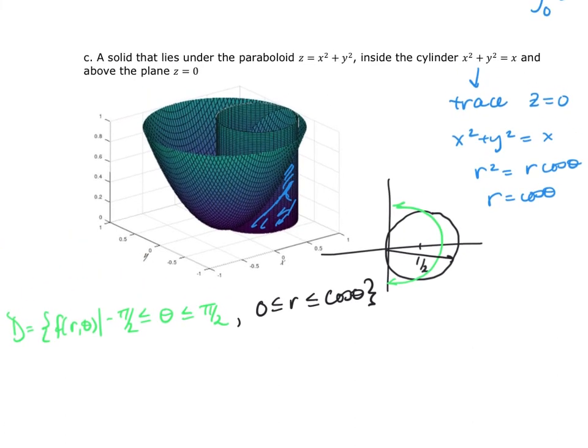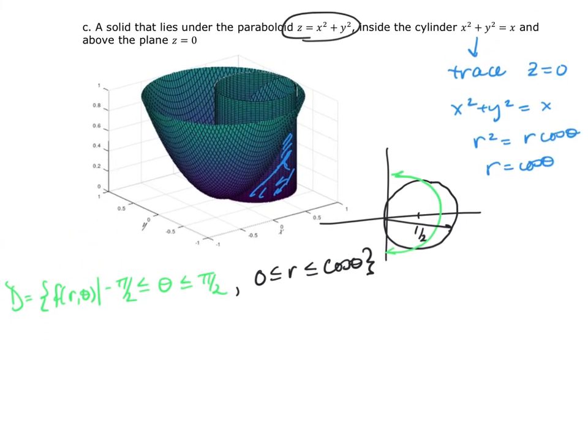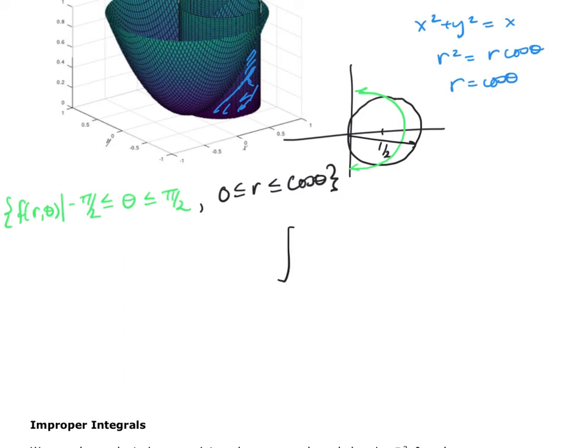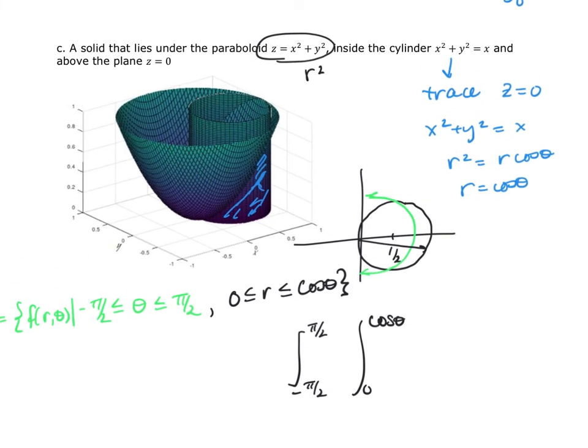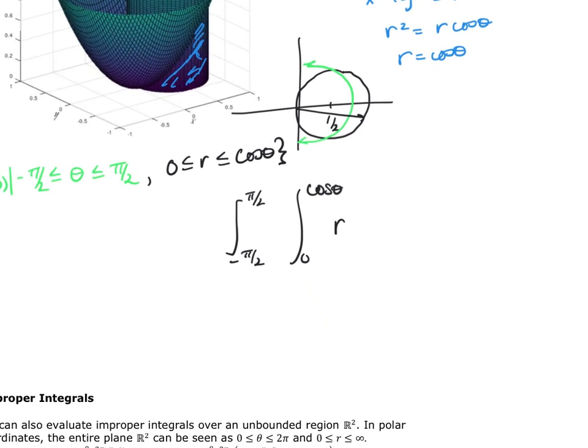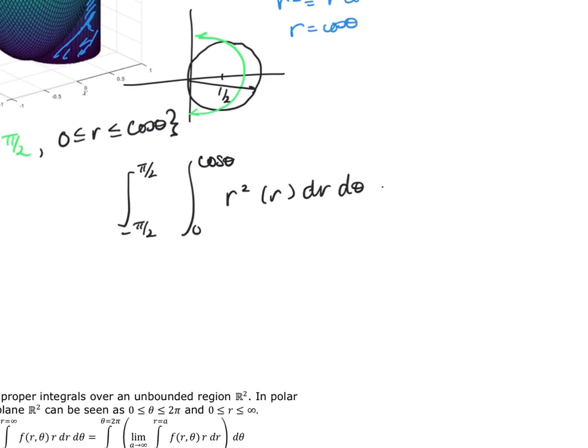Now, the function I'm looking at is this. So that is going to be the height at any given time. So we know this is going to be from 0. Why do I want to do 0? Because I'm used to 0. So I have from negative pi halves to pi halves, from 0 to the cosine of theta. And this is just r squared. So this is my function, so r squared. And then it's going to be r dr d theta. And so I end up with from negative pi halves to pi halves.